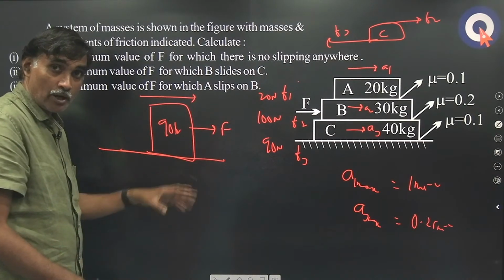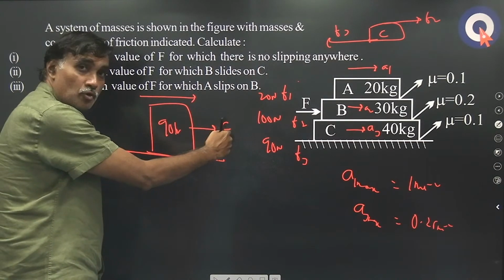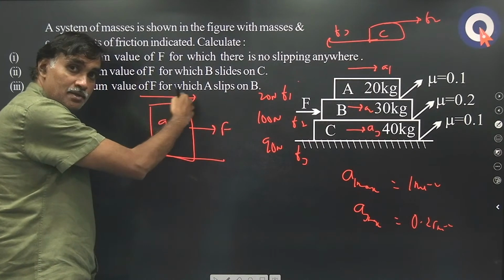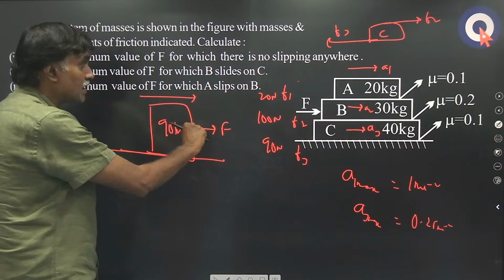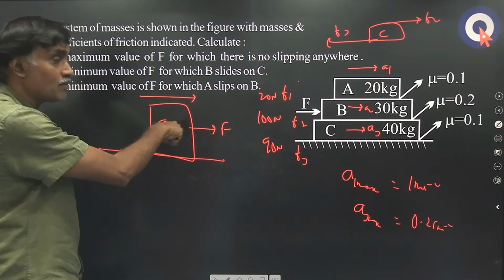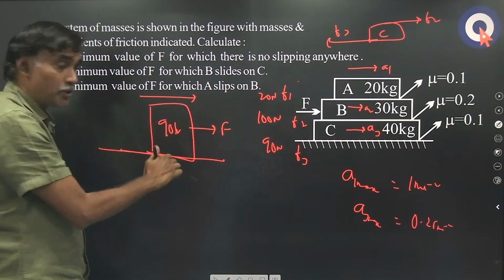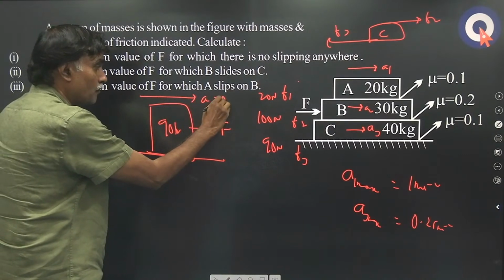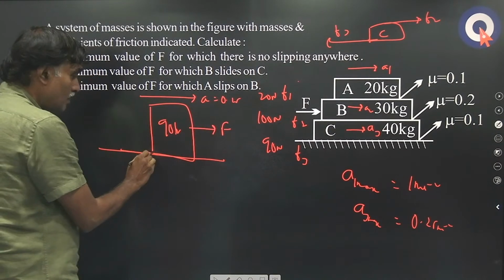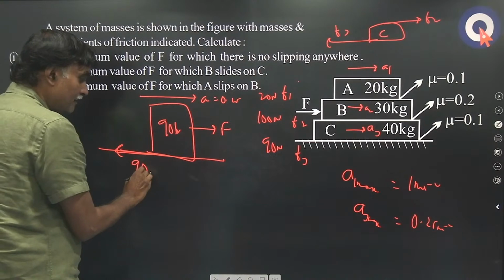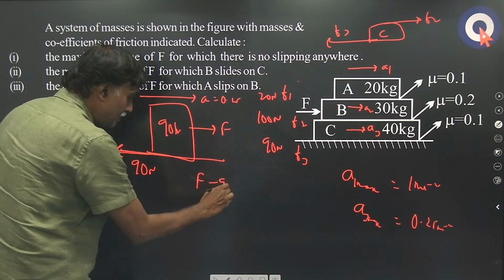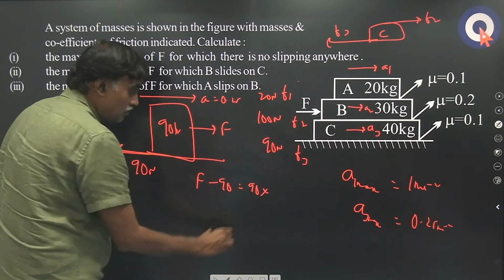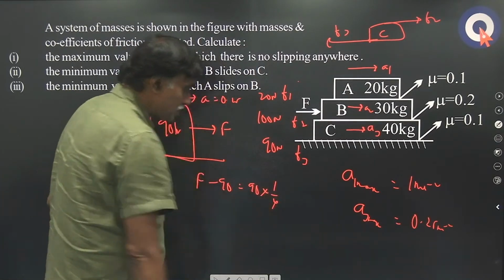Until acceleration becomes 0.25. As you go on increasing this force, the acceleration of the system also increases until it becomes 0.25, and they move together. So what is the maximum value of F for which all of them move together until acceleration becomes 0.25? Take acceleration 0.25 and find F. And what is the other force acting here? Kinetic friction here, 90 Newton. And what is the equation I will get? F minus 90 equals 90 into 0.25, that is 22.5.